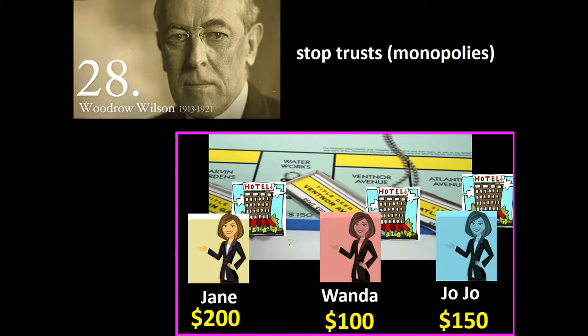So in this example, you got Jane, you got Wanda, you got JoJo Siwa. I didn't know she was into real estate. I guess she is. She's in everything.